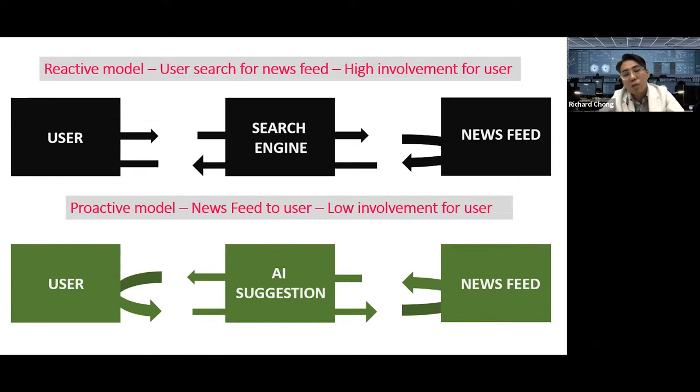The proactive model is the news feed coming to you, so you have low involvement. What does it mean? Today, I just opened my TikTok. There's some video saying Omicron. It's been circulating, so the feed comes to me. I don't need to read. I don't need to search at all. And I understand, hey, there's an Omicron case going up.